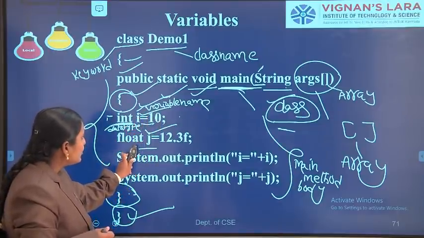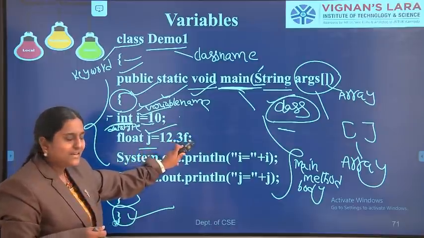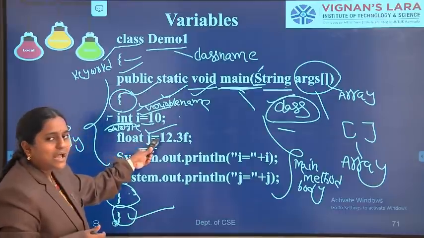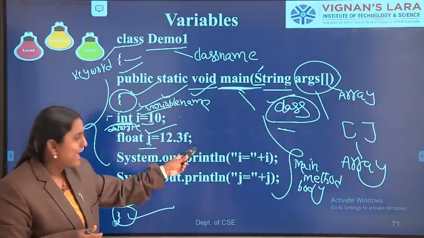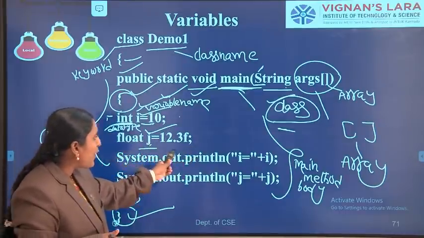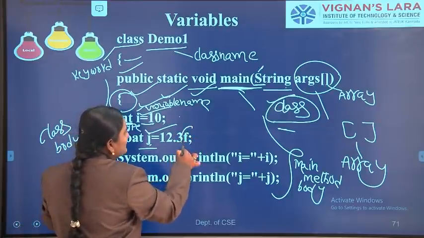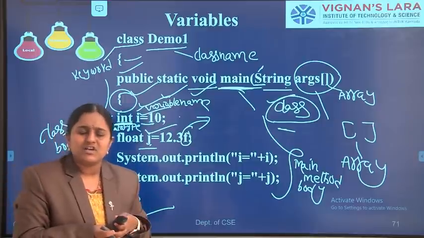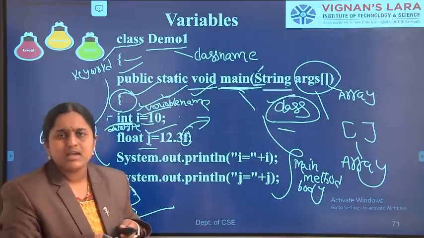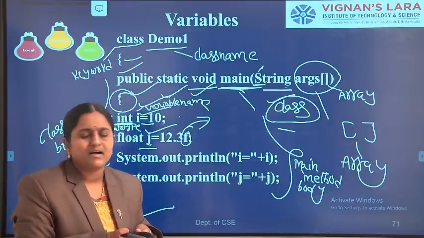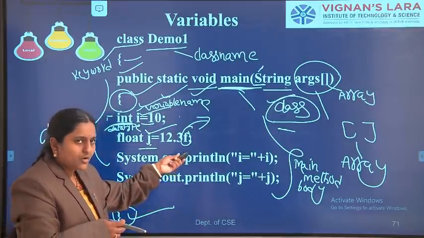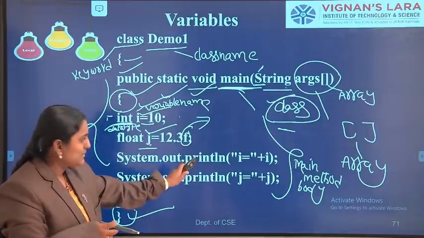Similarly, float j equal to 12.3f. Here j is the variable name and float is its data type. At the time of declaration, I assign a value to the variable. I append f at the end of 12.3, because by default Java takes double values. If you want to define a float, we append f at the end of the value. Every statement is terminated by a semicolon.